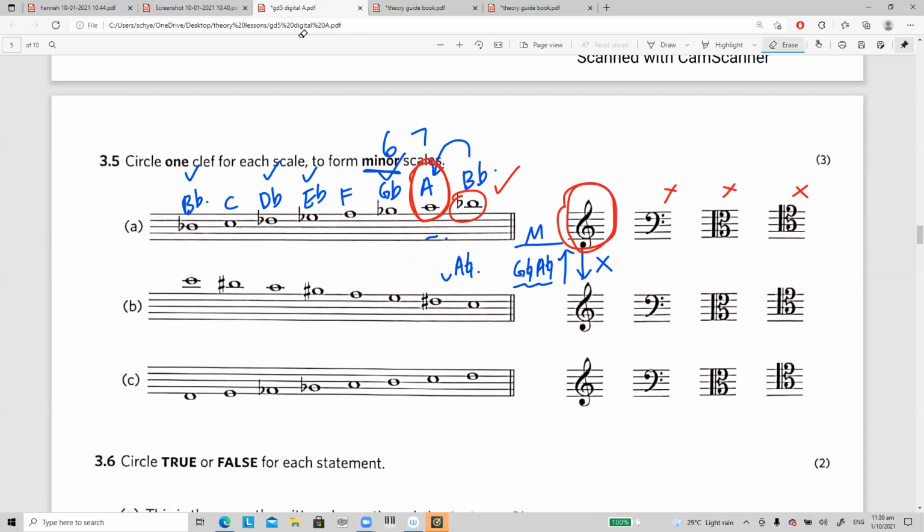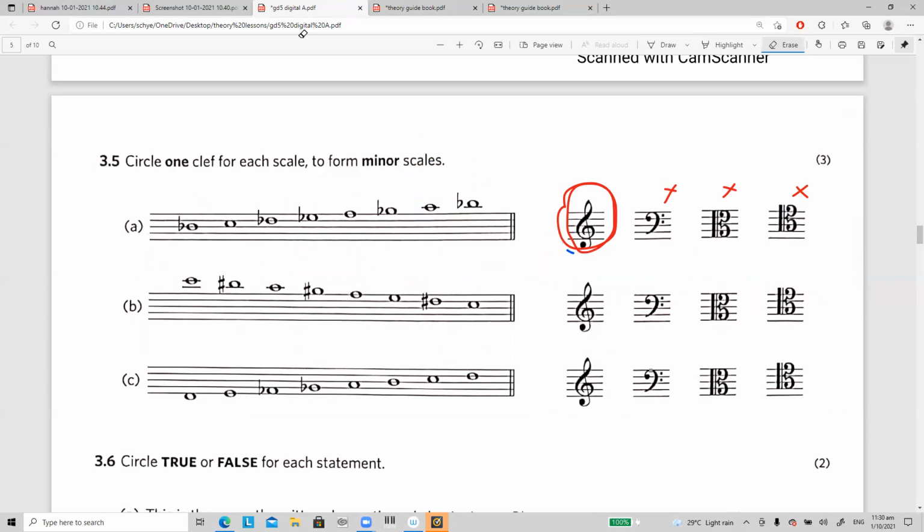Now let's move on to the next key. The next one, let's try the treble clef again. If it's treble clef, the first note is a C. So this should be C minor.